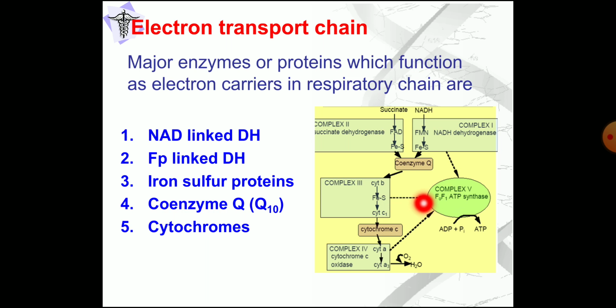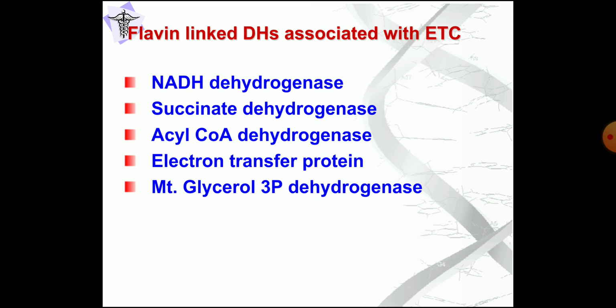So here you can see various enzymes: NAD linked dehydrogenases, flavoprotein linked dehydrogenases, iron sulfur proteins, then coenzyme Q and cytochrome C, which are the mobile carriers of these electrons. The flavoprotein linked dehydrogenases associated with ETC are NADH dehydrogenases, succinate dehydrogenases, acyl coenzyme A dehydrogenases, electron transfer proteins, and mitochondrial glycerol 3 phosphate dehydrogenases.